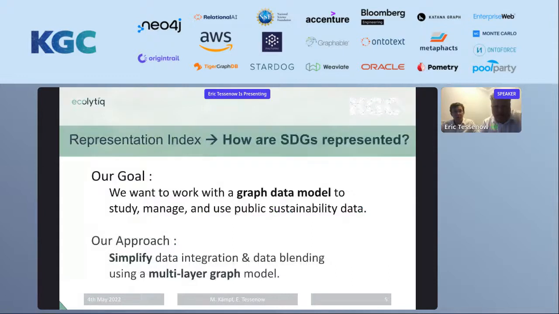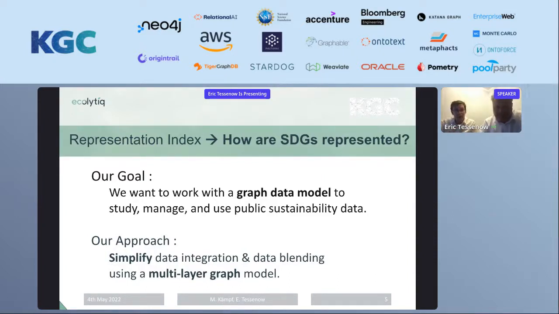In order to learn more about the representation of SDG-related information in public data assets, we work with a graph data model to study, manage, and use public sustainability data. We simplify data integration and data blending using a multi-layer graph model, and this approach has shown to be very practical in our previous projects. So what were our assumptions?